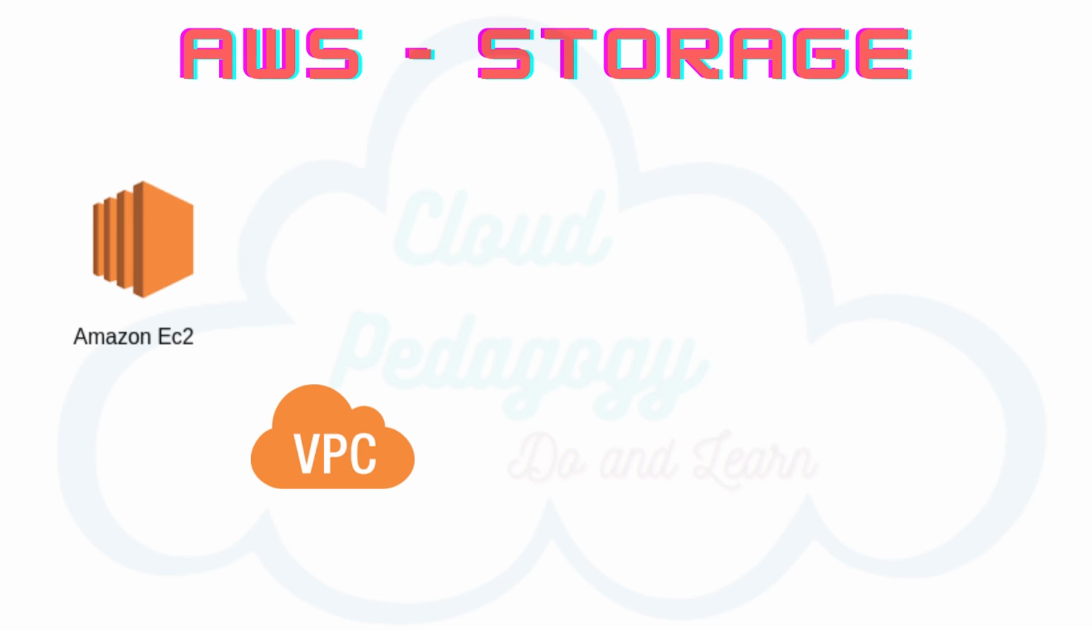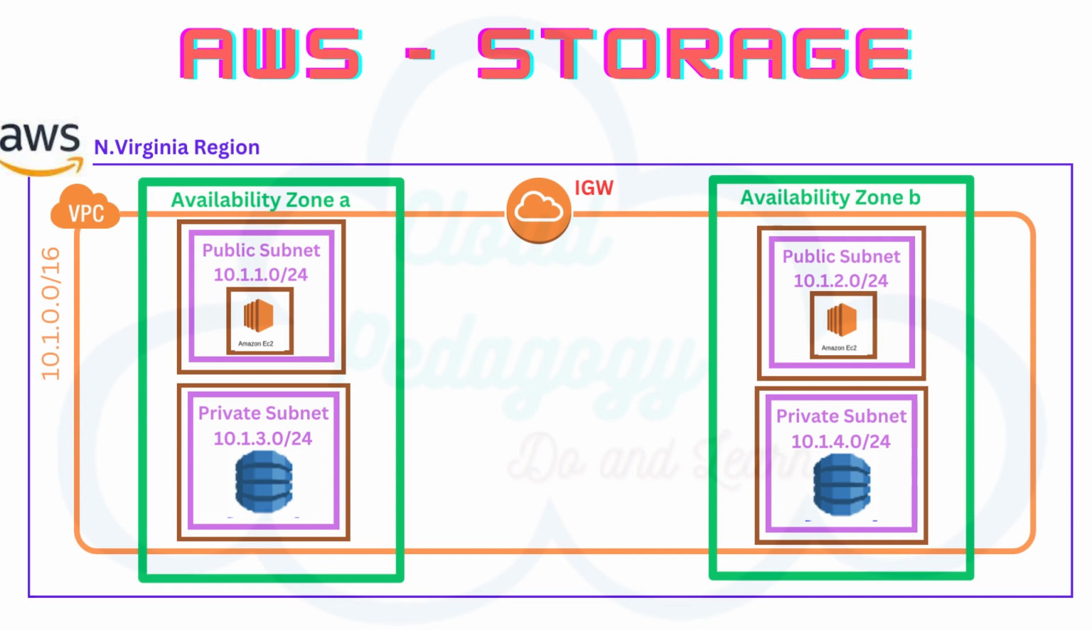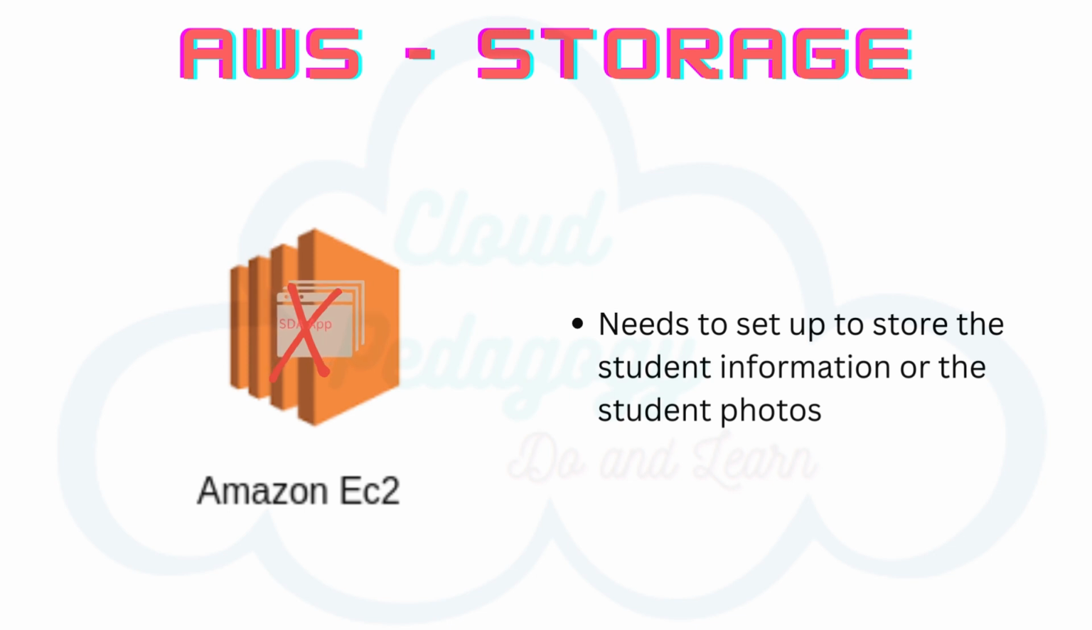So far, you have learned about compute and networking on AWS. Now is the time to move on to the two other major categories, storage and databases. The student directory application that we are building out currently has a solid network in place using Amazon VPC and it's being hosted on top of Amazon EC2. The only issue is the app doesn't actually work because we haven't set up anywhere for it to store the student information or the student photos. In the coming videos, we are going to fix that.